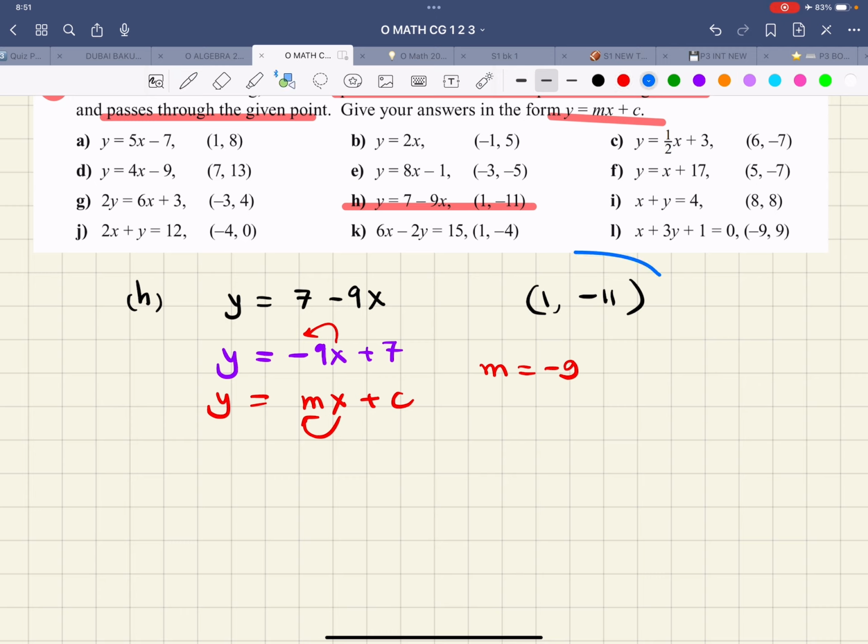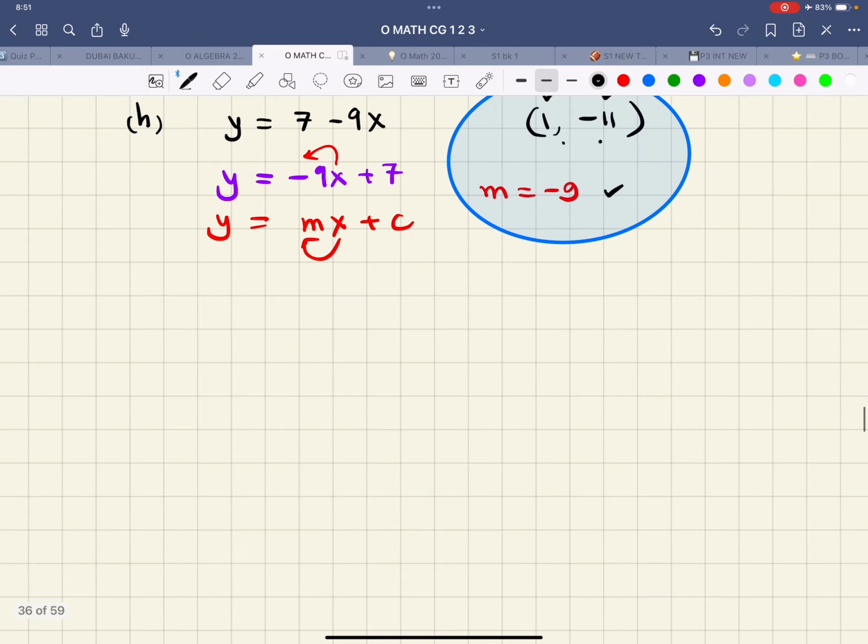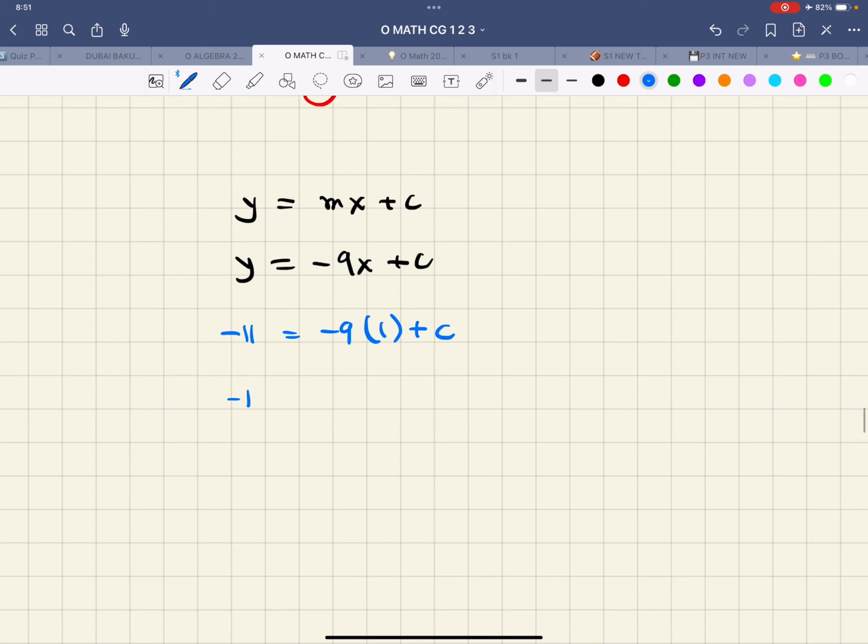So now we have these two points, with this x coordinate, this y coordinate, and this gradient. Now step number 2: y equals mx plus c, so y equals minus 9x plus c. Plug in x is 1, y is minus 11. This is negative 9 into 1 plus c. Negative 11 is minus 9 plus c.